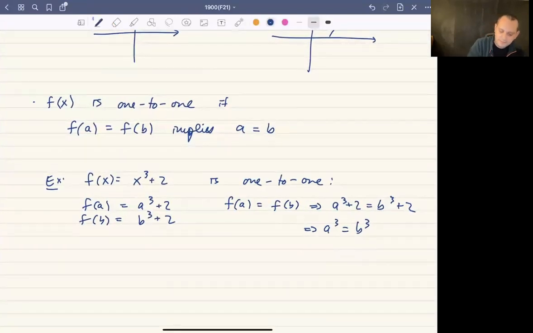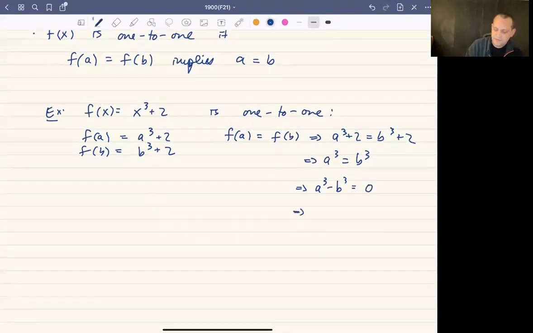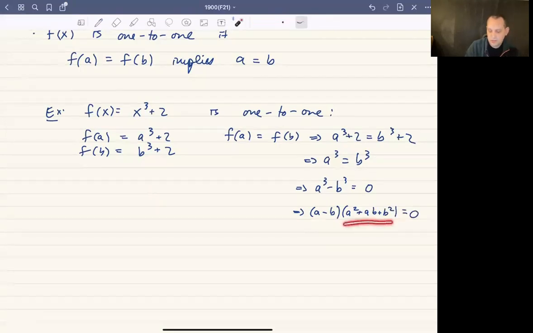I should be slightly more careful here. If I wanted to solve this equation algebraically, I'd need to get all the terms on one side and one side equal to 0. And then you'd have to factor this. This is a difference of cubes, and you'd end up with a minus b, and then you'd end up with a squared plus ab plus b squared, equals 0.